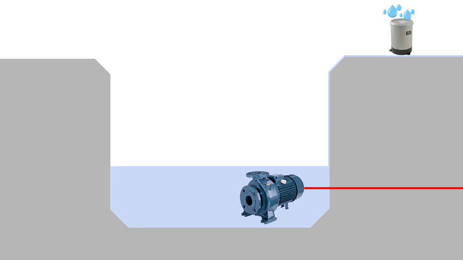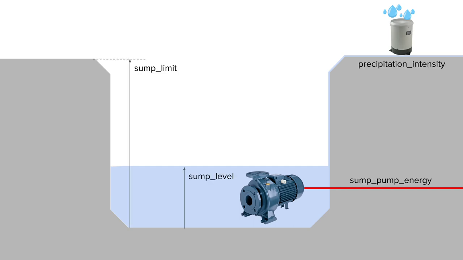So at each site, we have a sump, in it a pump, which takes energy to pump the water, and then a rain collector, which measures how much it's raining. There are four numbers associated with each site. Sump level, the amount of water in the sump. Sump limit, which is how full the sump can get before it overflows. Sump pump energy, which is the amount of energy consumed by the pump. And precipitation intensity, which tells us about rainfall.